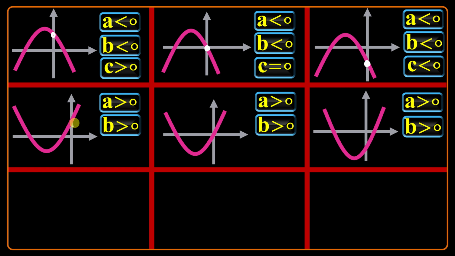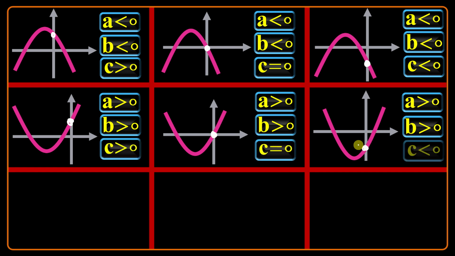About the C, here I have positive y-intercept, here I have 0 y-intercept, so it's positive, it's 0, and the other one has negative y-intercept.